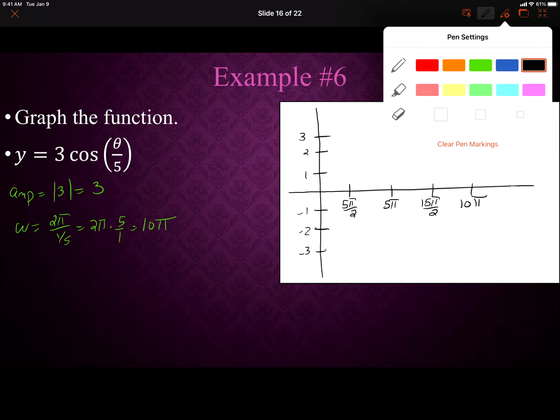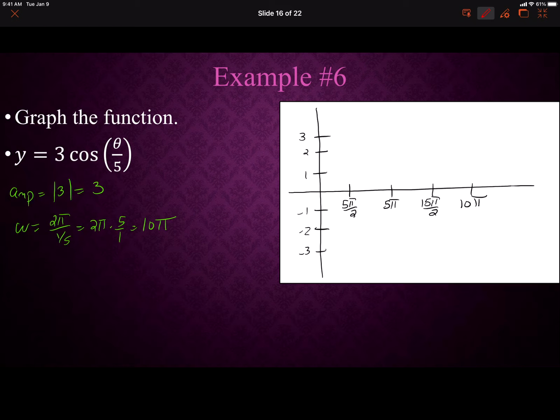Like with the previous example, cosine is going to start at the value of a. Since a is positive 3, we're going to start at positive 3. And then since we're at the peak, we then go to the mid, then go to the valley, then go to the mid, then go to the peak. Connect them for a smooth curve. And there's our cosine graph.